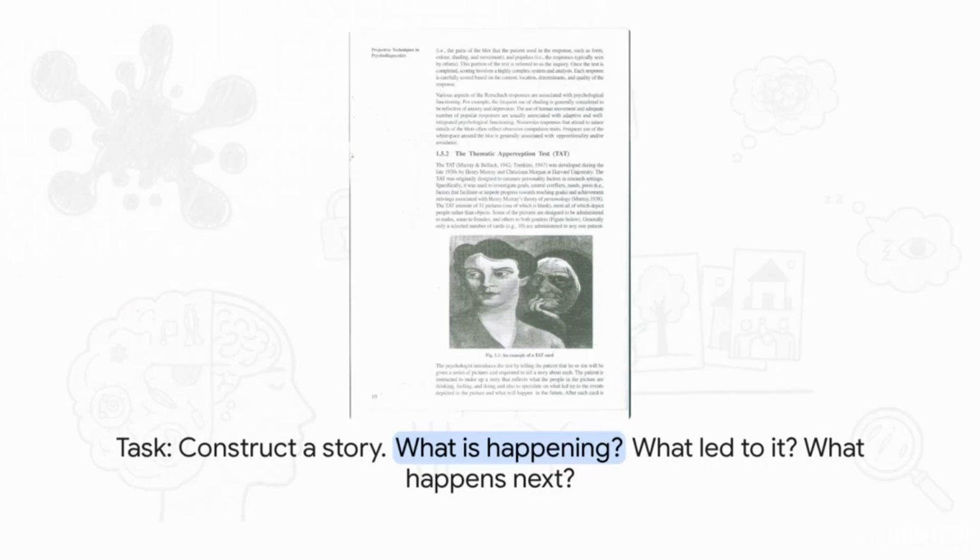Take this image, for example. This is from the Thematic Apperception Test, or TAT. A clinician would ask you to make up a story about this picture. Who are they? What's going on? What led up to this moment, and what's going to happen next? And the themes that show up in your story, maybe it's about ambition, or conflict, or failure, are believed to give clues about your own inner drives and motivations.